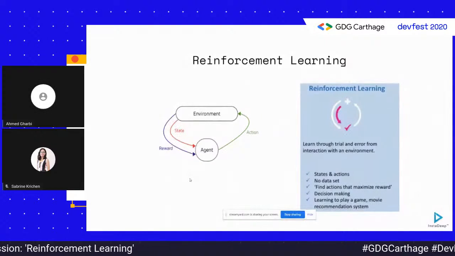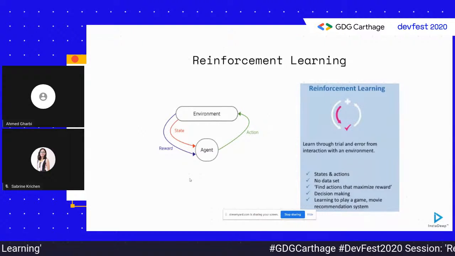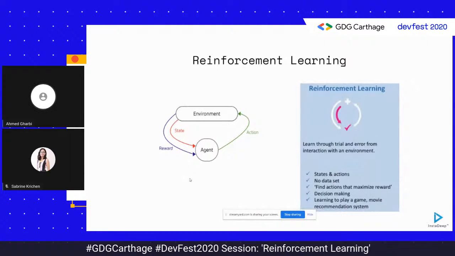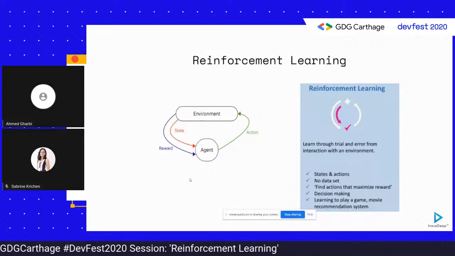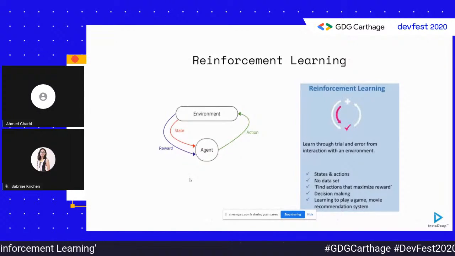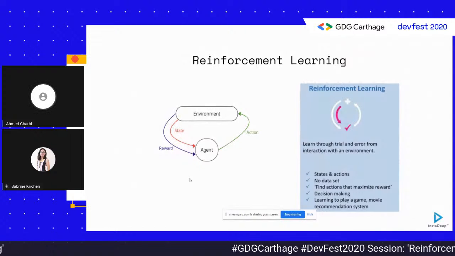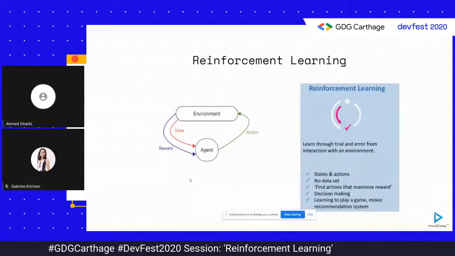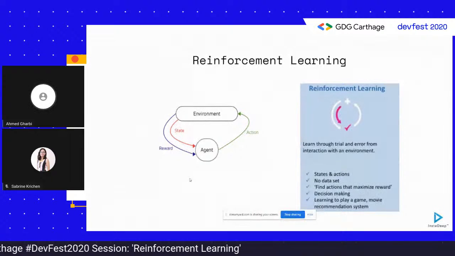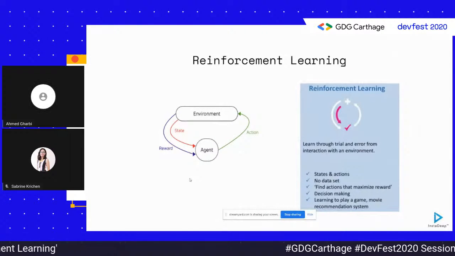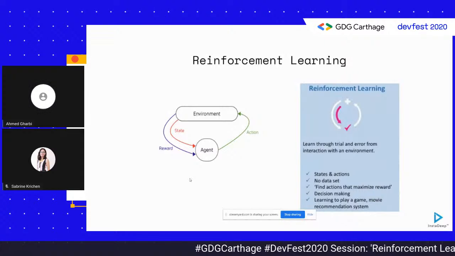Instead, there is what we call an environment. So, for example, let's consider that we have a robot inside a maze and we want this robot to learn how to escape the maze. So, in this example, we call the robot the agent. The maze is the environment. And our robot can interact with the environment by taking actions. So for example, it can move forward or backward, or maybe it can go to the right or to the left.